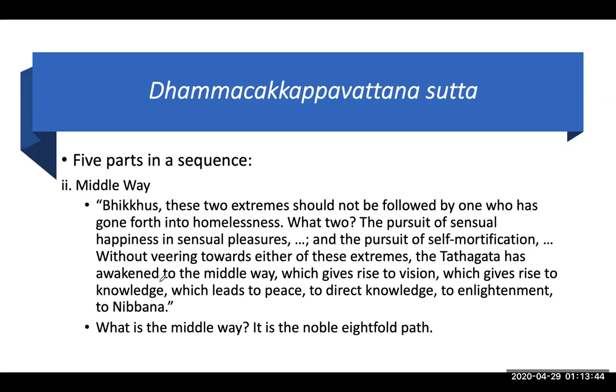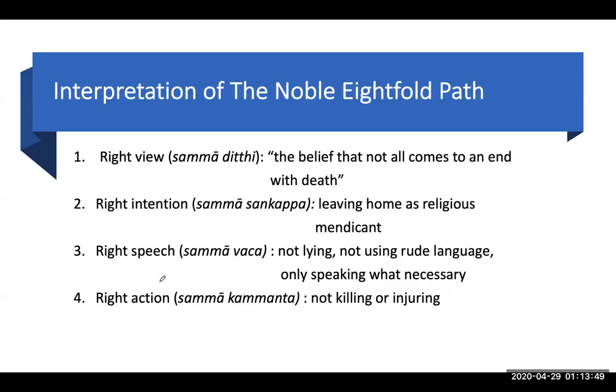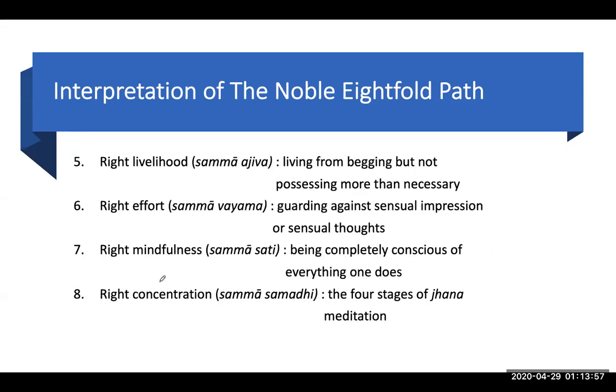So what is the middle way? It is the Noble Eightfold Path. We studied the Noble Eightfold Path last time, so you can briefly review this. And then the last path, the eighth factor, right concentration, is synonymous with jhana meditation.